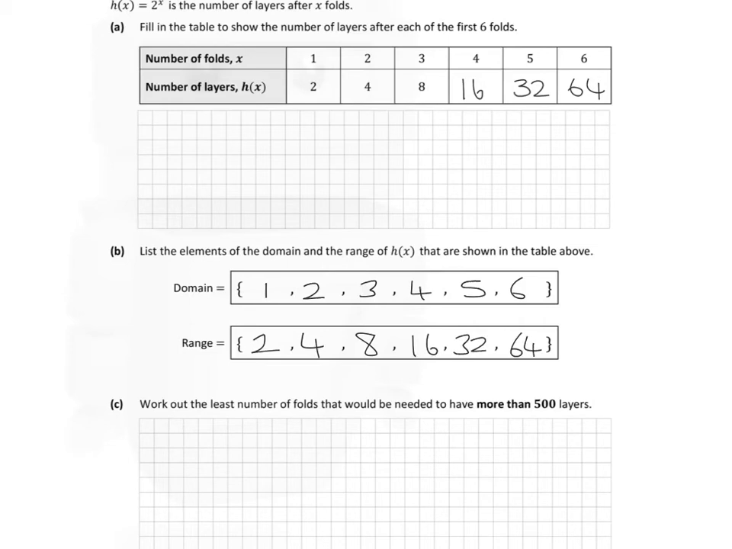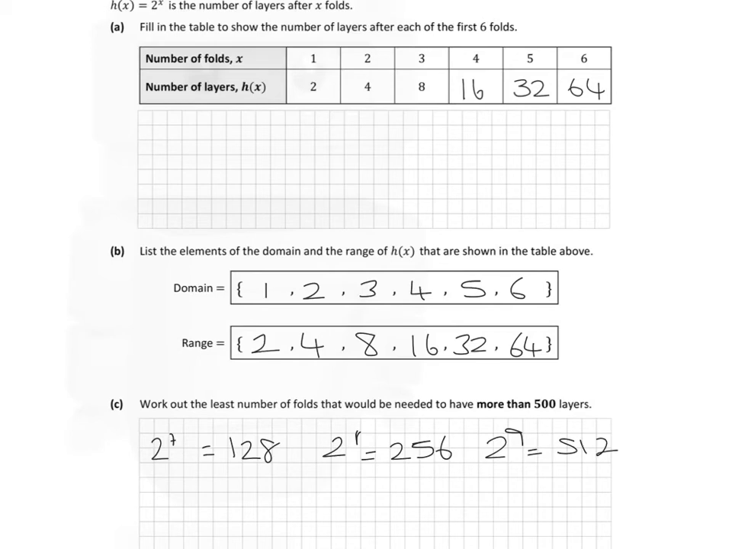Okay, we then have to work out the least number of folds that will be needed to have more than 500 layers. So I want to see what numbers I need to put in for x for this number to end up being more than 500 layers. We've done 2 to the power of 6, so let's see what 2 to the power of 7 is. We get 128. 2 to the power of 8 is 256. 2 to the power of 9 is 512.